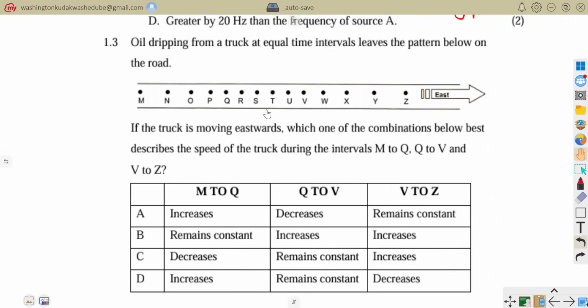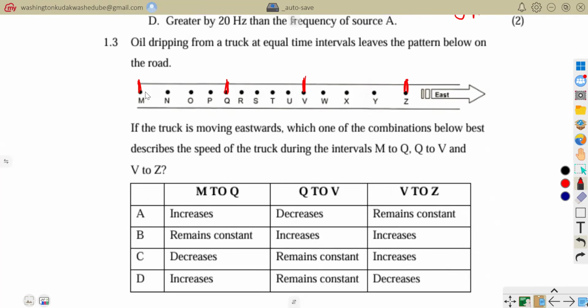We want to describe the speed given the intervals. From M going to Q, how is the speed changing? From Q going to V, how is the speed changing? From V going to Z, how is the speed changing? What helps us to describe our speed here is the frequency of our drops, or else the number of drops that we are getting within this distance.